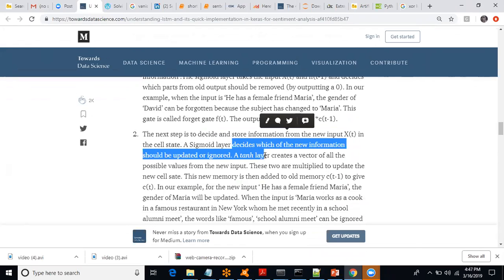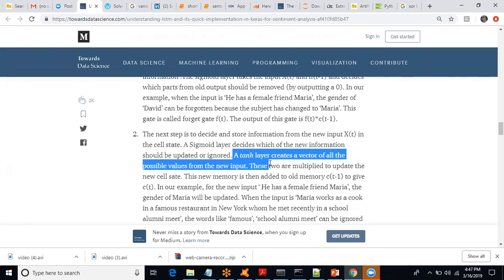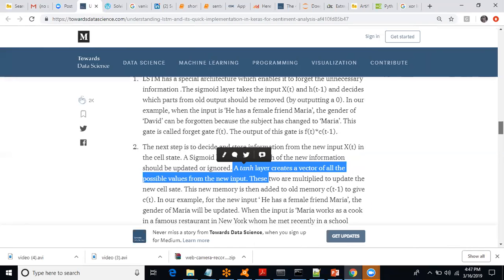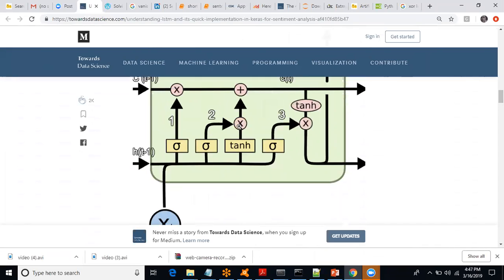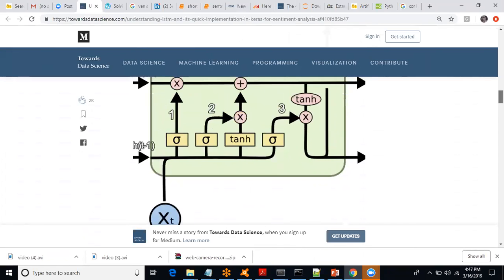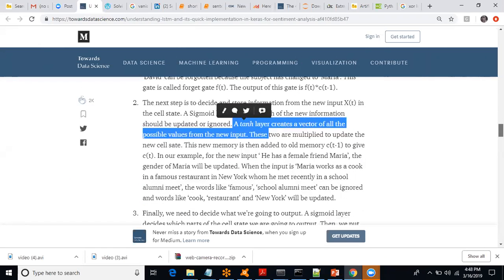The sigmoid layer decides which of the new information should be updated or ignored. And tanh creates a vector of all possible values from the new input. Out of these, which one will be passed? We may want one or we may want two. If I say hi, you may respond with hi, hello, I'm fine, or how are you. So there is multiple information, and these two things work together.